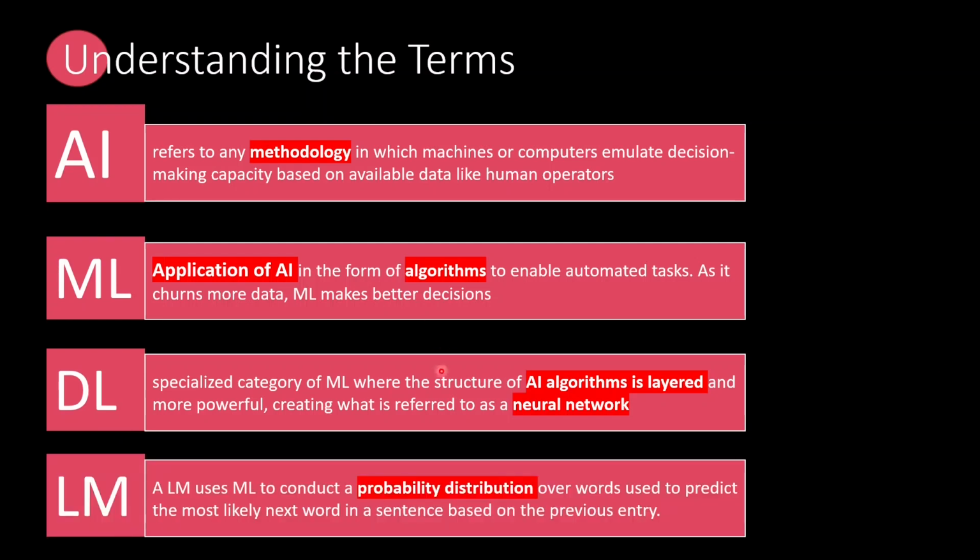And the last is a language model. A language model uses machine learning to conduct a probability distribution. Now, to understand it, sometimes when you are talking with someone, you can grasp what he is trying to say in the middle of a sentence as well. So that capability to predict or understand the context, what the person is trying to say, is very essential for a language model, and it does it by probability distribution, where it tries to predict the next word in a sentence.